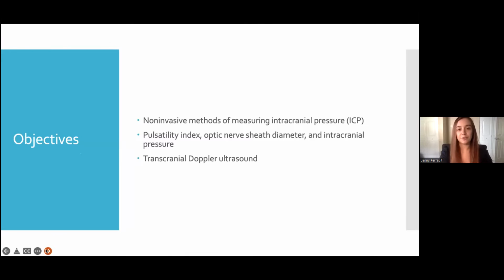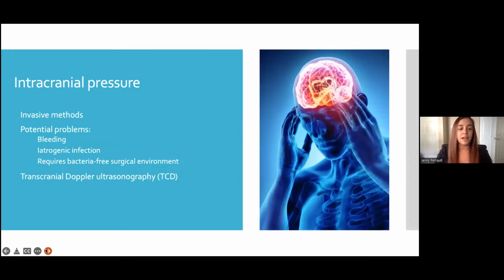So first we're going to start off with measuring intracranial pressure. And currently the gold standard of measuring intracranial pressure, also called ICP, are invasive methods. And there are a couple problems with that. It can cause bleeding, iatrogenic infection, and it requires a bacteria-free surgical environment. So we want to look at more non-invasive methods for measuring ICP, especially in patients with traumatic brain injury. And so one of those methods is transcranial Doppler ultrasonography, or TCD.